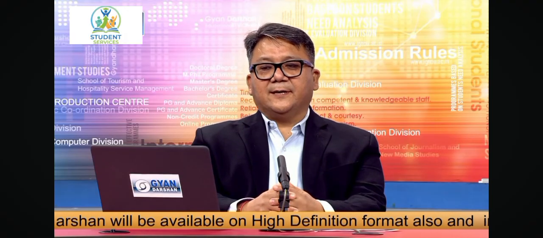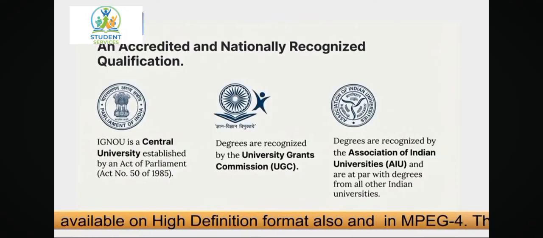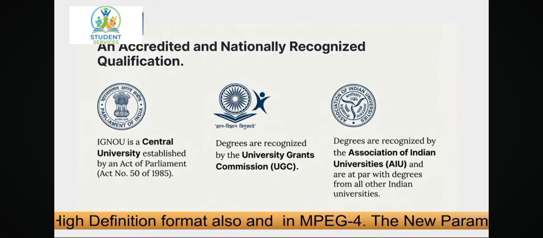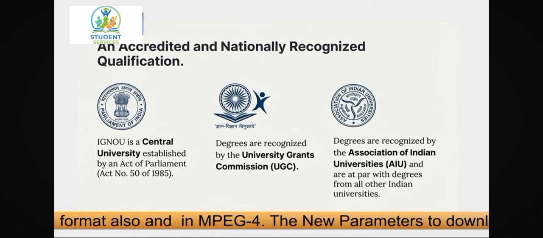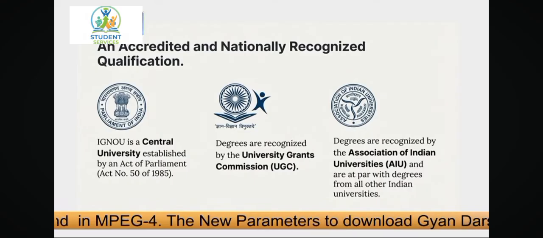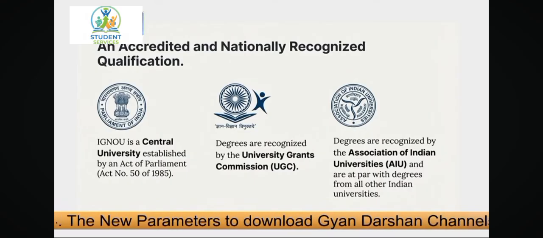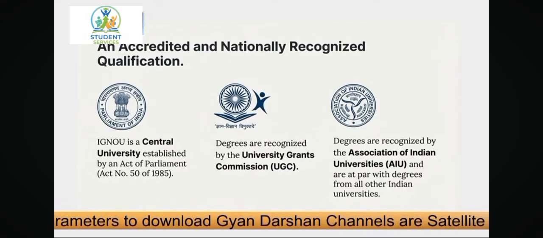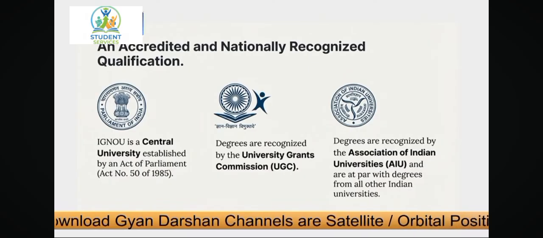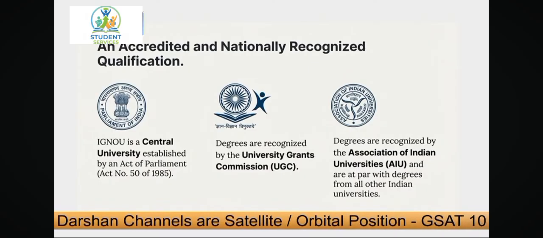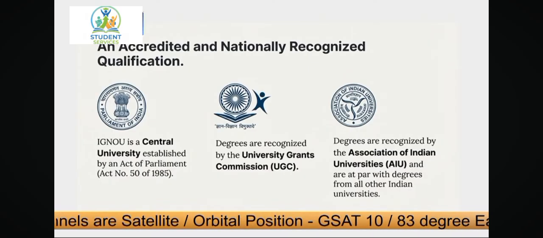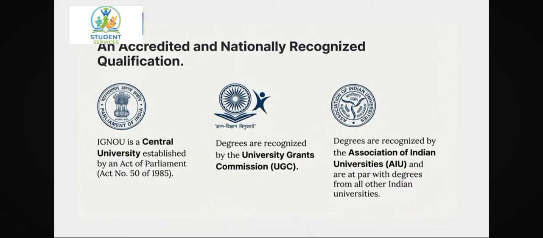IGNOU is a central university established by the Act of Parliament in 1985. I just want to give a small background on our programs. In the School of Computer and Information Sciences, we started offering programs like BCA and MCA from the early 90s. These are central university programs, and our degrees are recognized by the University Grants Commission, that is UGC.